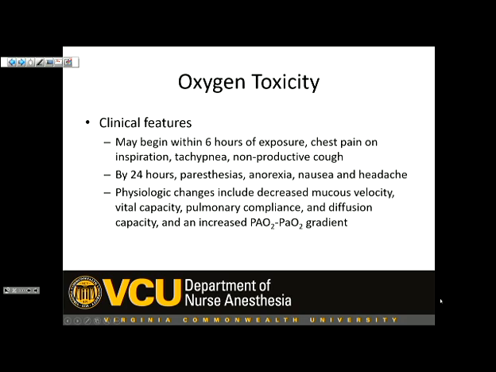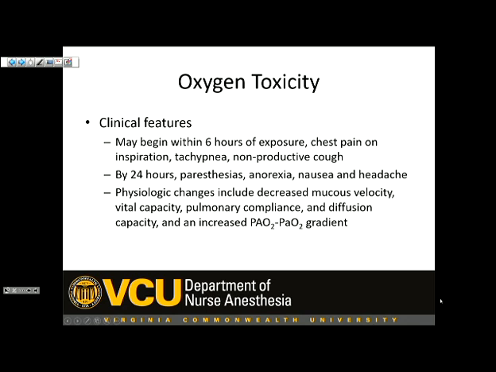What does it look like if the patient's able to tell you some of these symptoms? Chest pain, you may see tachypnea, you may get a non-productive cough. That makes sense to me because, again, oxygen can depress your mucociliary function, so you may see someone who gets an irritant stimulus to the irritant receptors. By 24 hours, whoa, you can start to see things like paresthesias, someone who's anorexic, nausea, they have a headache.